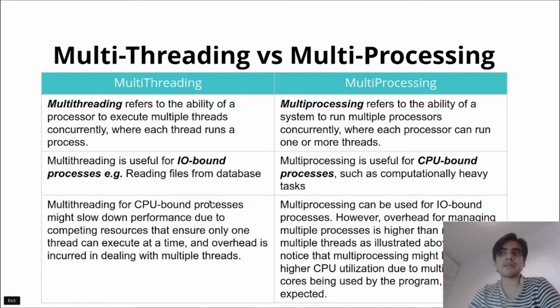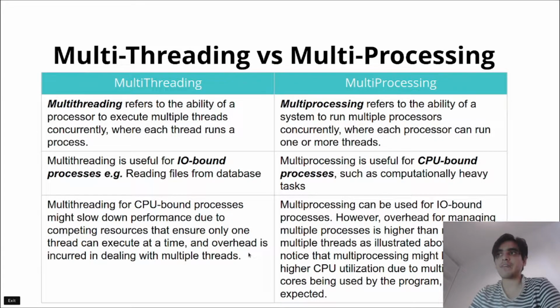If you use multithreading for CPU bound processes, that might slow down performance due to the computing resources, since only one thread can execute at any time, and overhead is incurred in dealing with multiple threads. And if you use multiprocessing for IO bound tasks, the overhead for managing multiple processes is much higher than managing multiple threads. You will also notice that multiprocessing might lead to higher CPU utilization due to multiple CPU cores being used by the program, which is expected.